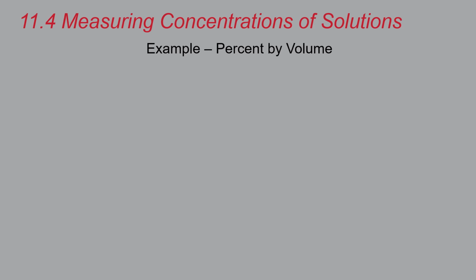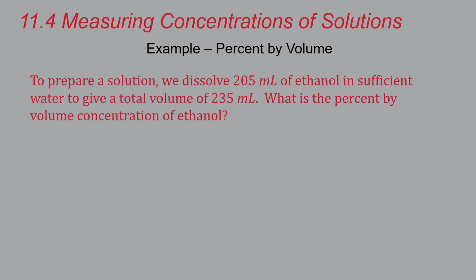Okay. So let's do percent by volume now. It is very common to want ethanol solutions in water. And here we've got one where we've taken 25 milliliters of ethanol and diluted it with water until it has a volume of 235 milliliters. So what is the percent by volume concentration of the ethanol?